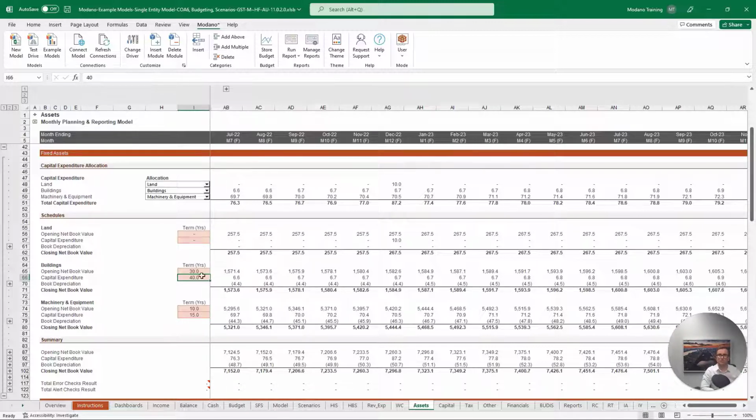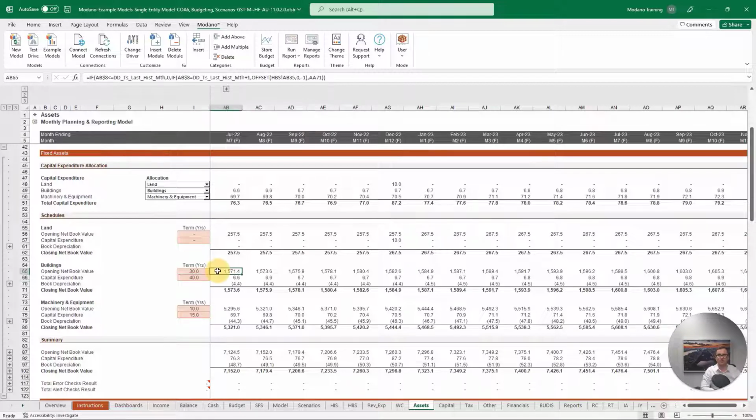Now, by default, when we're looking at a depreciation calculation, we use a straight line depreciation method. This depreciation that we've calculated in the forecast month of July 22 of 4.4 is comprised of two components: the depreciation of our opening net book value of 1571.4 over its remaining useful life of 30 years, and the depreciation of our capital expenditure of 6.6 for the period over its remaining life of 40 years.